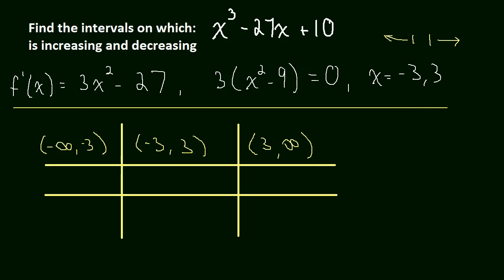Okay, so now what are we going to do? Well, let's take the sign of f prime of x. All we need to know is the sign. We don't even need to know what the value is. So let's test 4. Here 4 is our test value, so I'm just going to write that in parentheses. If we plug 4 into the derivative, we get 4 squared, which is 16, times 3, which is 48. And 48 minus 27 is positive.